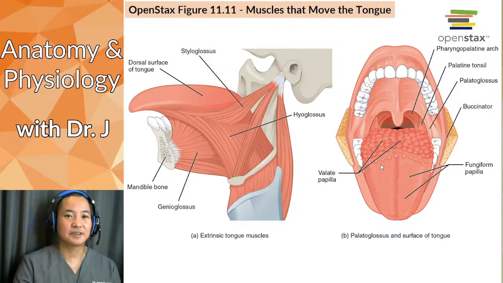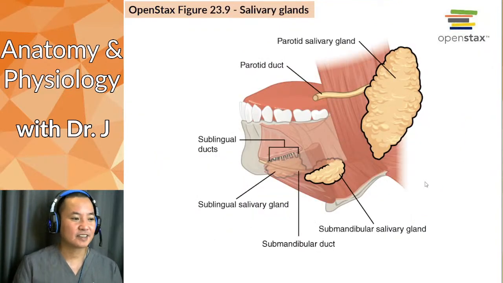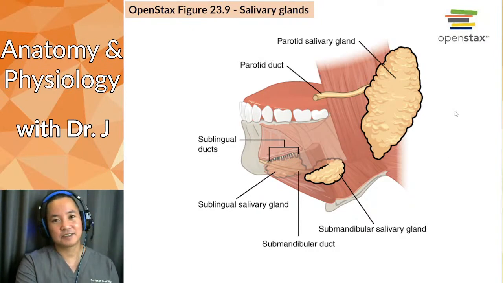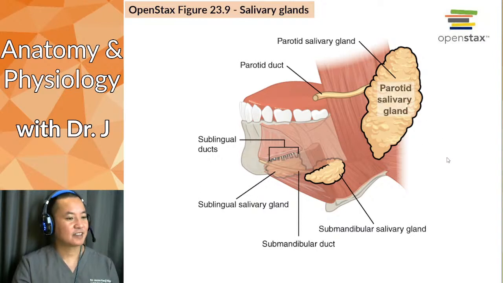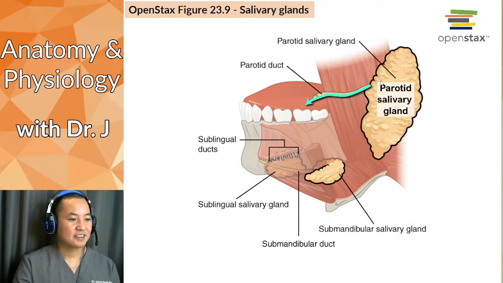So speaking of liquid, we also have our salivary glands. And there are three pairs of salivary glands, so here we're seeing only the left of each pair. But what are the three salivary glands? We have the parotid salivary gland, and this is the parotid duct leading from the gland, so it's going to dump its saliva into the oral cavity.